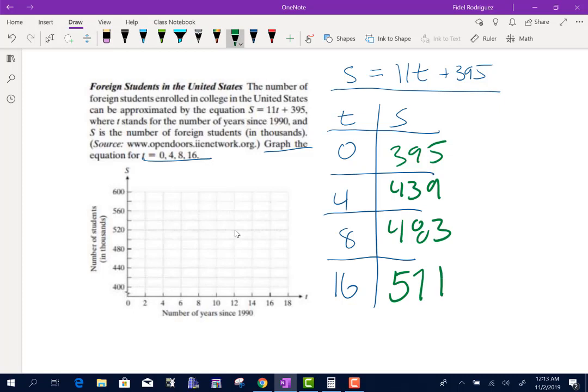So the first one is, when t is 0, the s number is 395. That's just almost right at 400. Okay, so I'm going to do that. Then I'm going to go to t equals 4. So here's t equals 4. 439, pretty much 440 right there. Okay. When t equals 8, 483. Well, look, here's 480. So we're pretty much right there. And at 16, we're going to go to 571. So look, if this is 560, 571 should just be a little bit higher. And we got our line. Okay. Anywho, that is section 7.2.